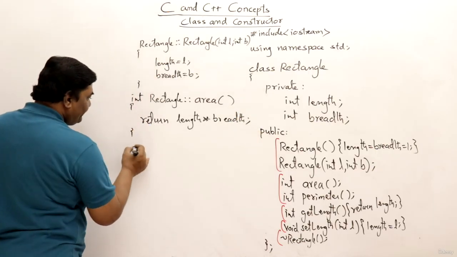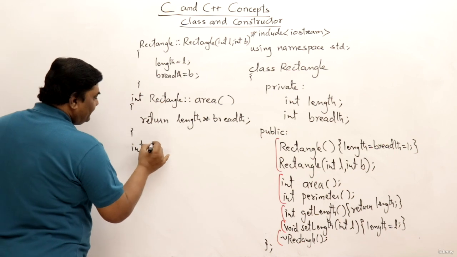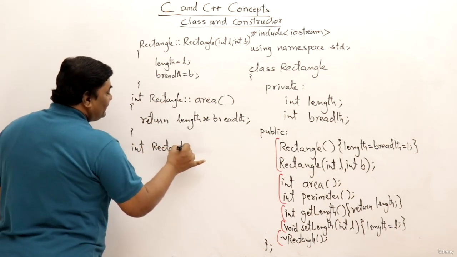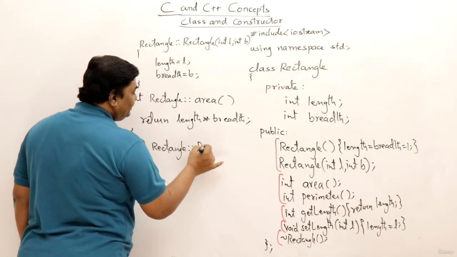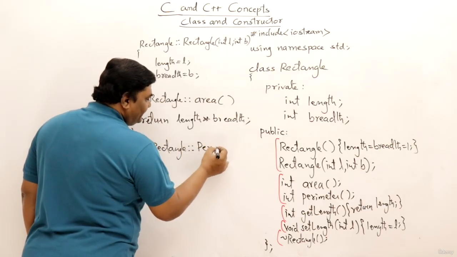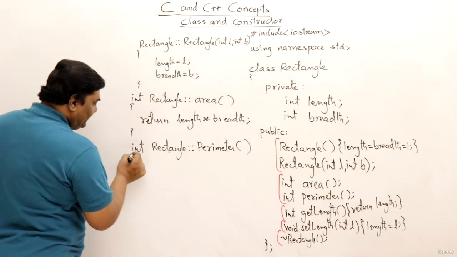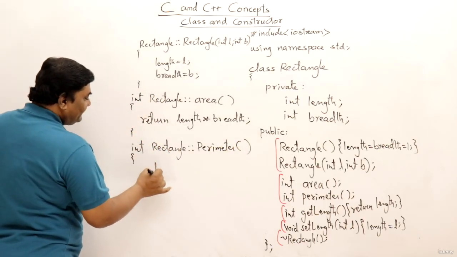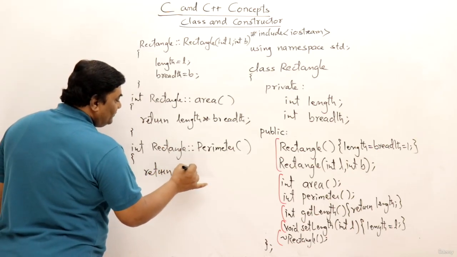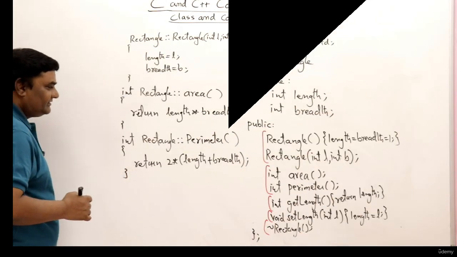Now the next function is the perimeter function, so I will implement it outside. Int Rectangle is the class name, so I have to use scope resolution because this function is not an independent function. This is a part of the Rectangle class. So the function name is perimeter. It doesn't take any argument, and it's also a simple formula and a single line function. So just say return 2 into length plus breadth. So that's the end of the function.